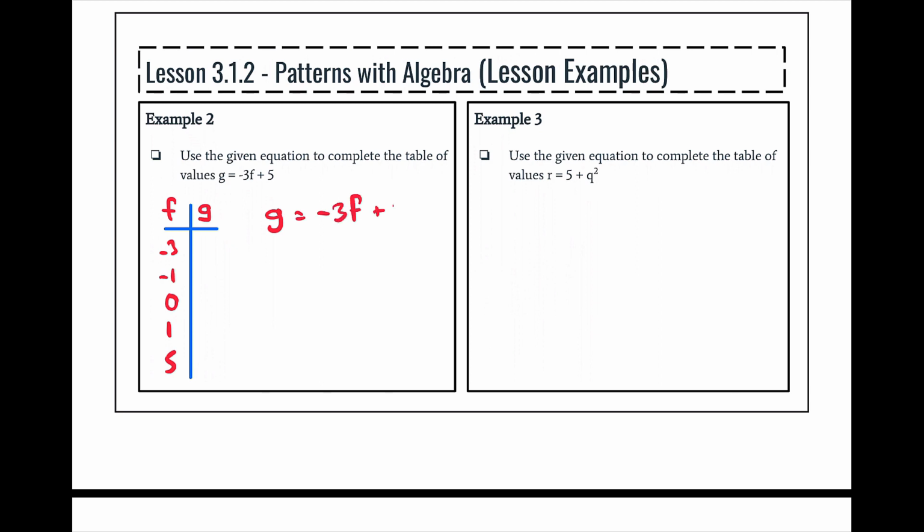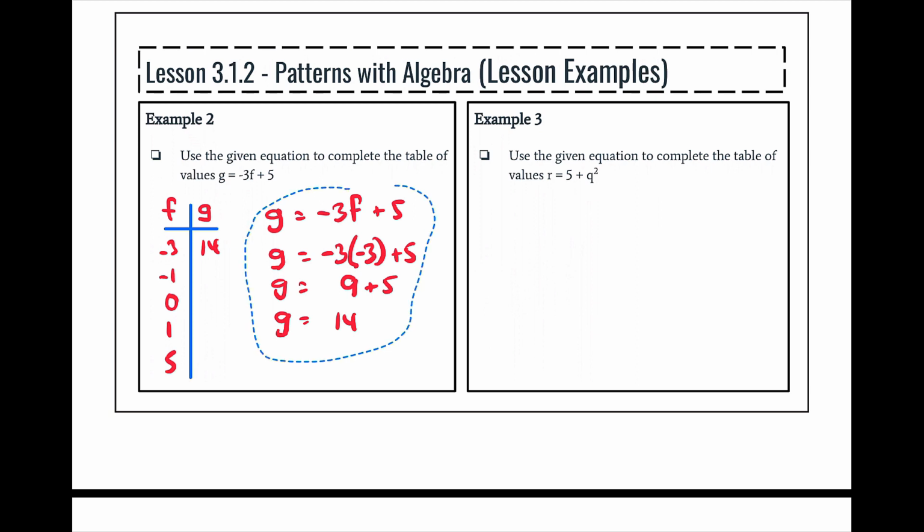-3f plus 5. And now when you're placing the values in there, it's important that you're sort of putting it inside this bracket like this. Otherwise, if I don't put it inside a bracket, it ends up looking like -3 minus 3. So what I want to do is go -3 times f. What is f? It's -3 plus 5. So g equals -3 times -3 is a +9 plus 5, so g equals 14. Okay, and I'll do one more for you, and then same thing, I'll let you do the rest on your own.